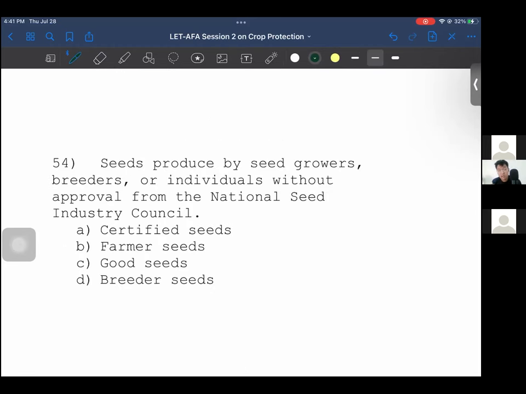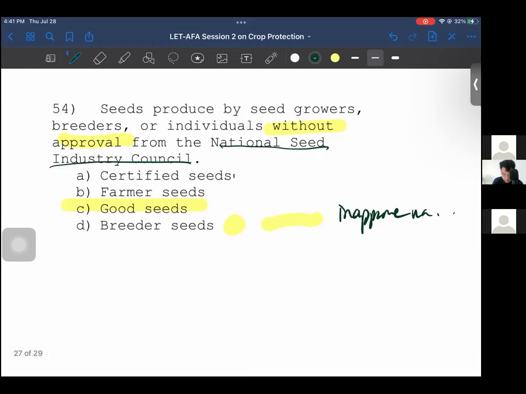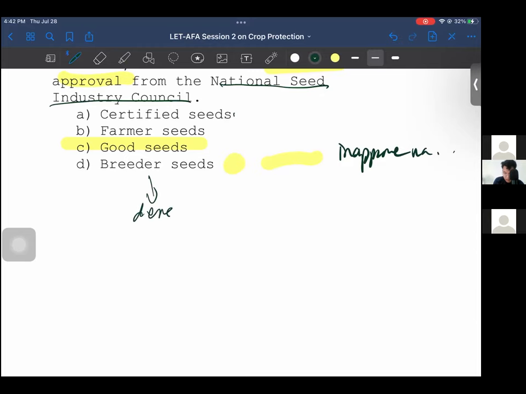Next, ito. Seeds produced by seed growers, breeders, or individual without approval from the National Seed Industry Council. So, sabi lang, without approval. So, the term for this is letter C, which is good seed. Kapag breeder seeds, ibig sabihin ito ay inapprove na ng NSIC. Same thing with certified seeds. Ito ay develop na. Ang breeder seeds.